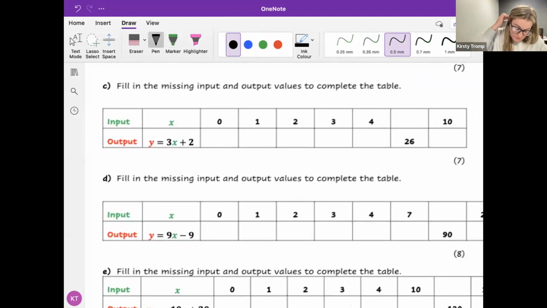Right. So in C, what did we have? Let's go work it out. We have 3 times 0 gives me 0, plus 2 gives me 2. 3 times 1 is 3, and 3 plus 2 gives me 5. Then you should have had 8. Then you should have had 11. And then you should have had 14.